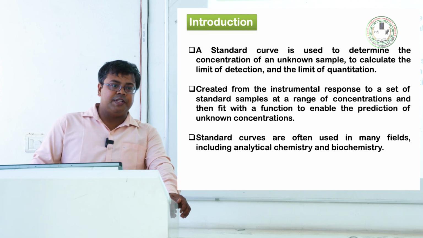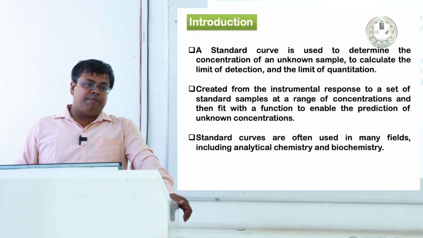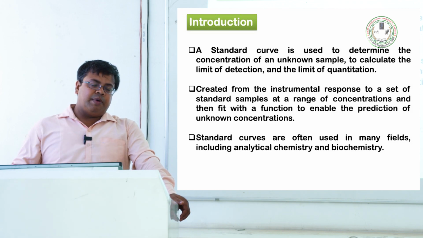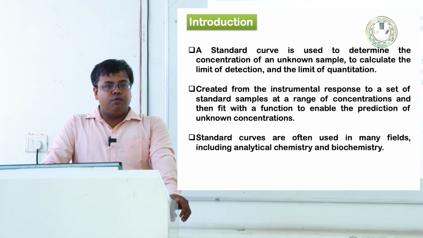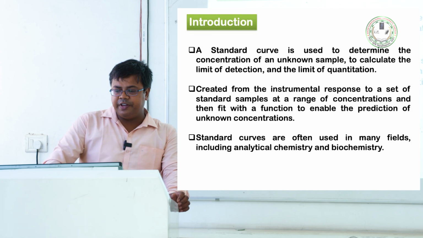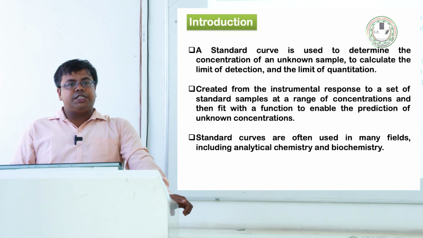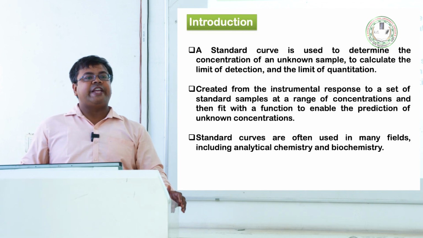You know the principle of the flame photometer, that it is based on flame emission spectroscopy. So at that time we will determine the standard curve using the emission corresponding to the known concentration. From the definition, the standard curve is used to determine the concentration of an unknown sample using known standards.